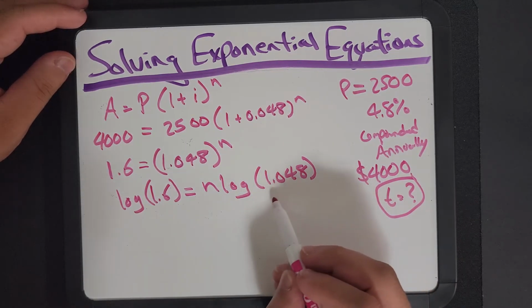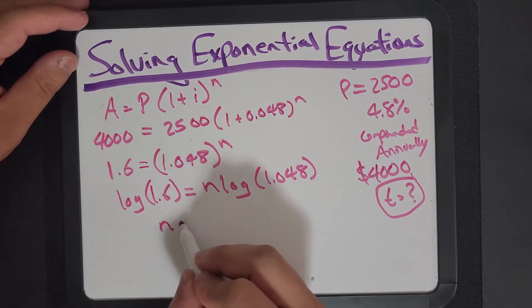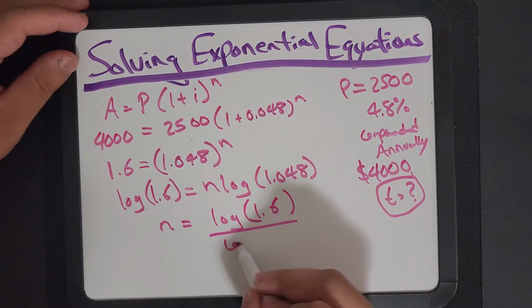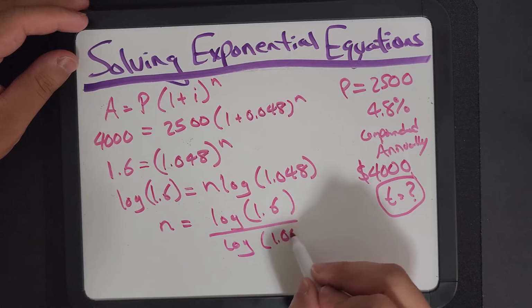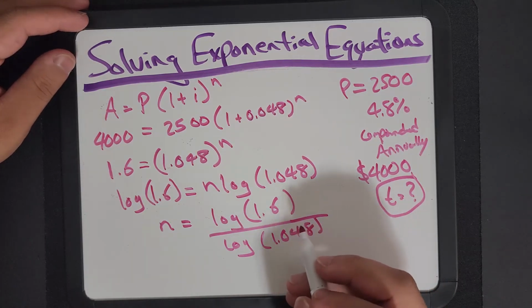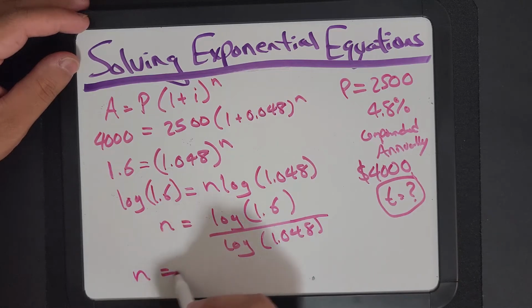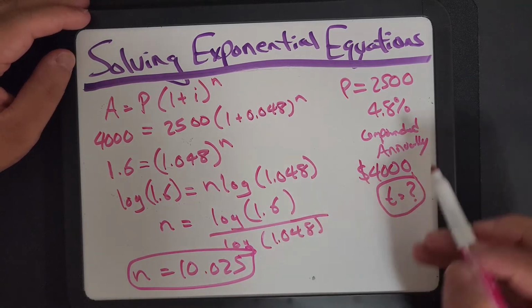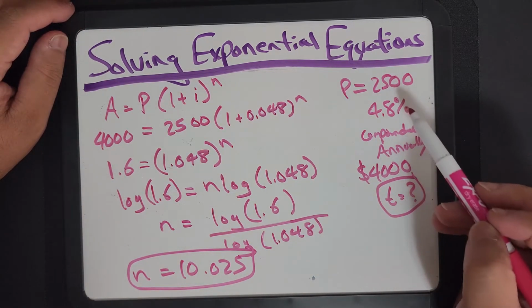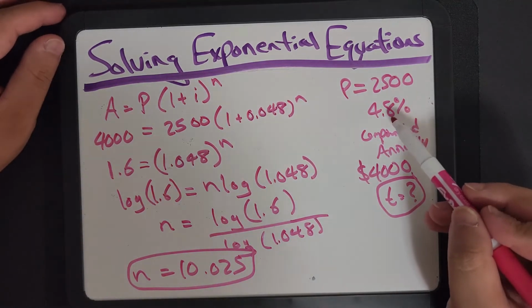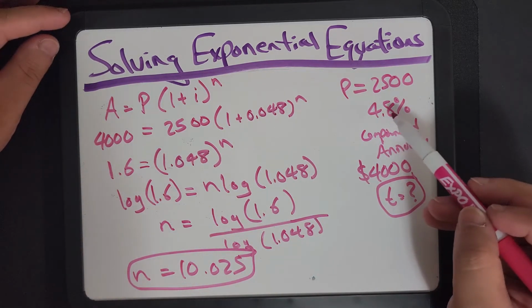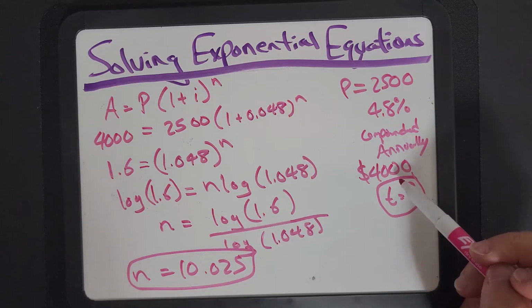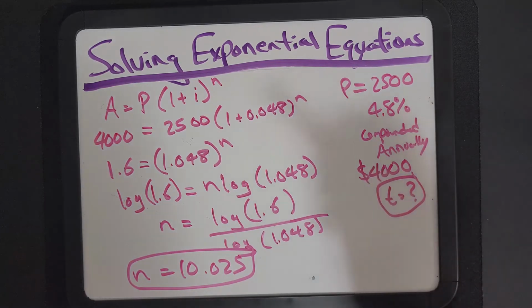This log 1.048, so I'm left with log 1.6 over log 1.048, and you punch this into the calculator, you should get 10.025, and that's how many years it will take if you have 2,500 invested, compounding annually at 4.8% to get $4,000. You know, math being used in the real world.